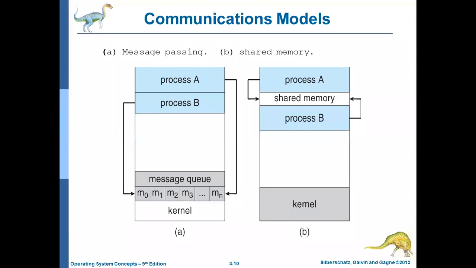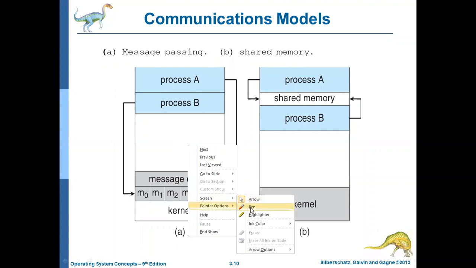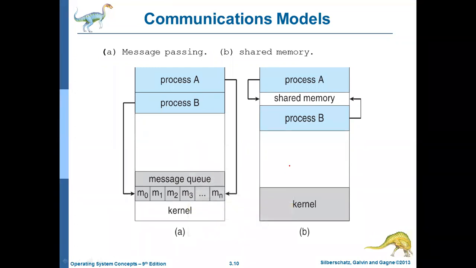Diagram A depicts the message passing model, and diagram B depicts the shared memory model, which we have already discussed in our previous video. Now, if you look at the first diagram, process A and process B are the two processes that want to communicate with each other. These two processes are going to communicate via a message queue. So, they will be posting their messages in the queue, and each process in turn will be able to read the message from the queue as well as send messages through the queue.